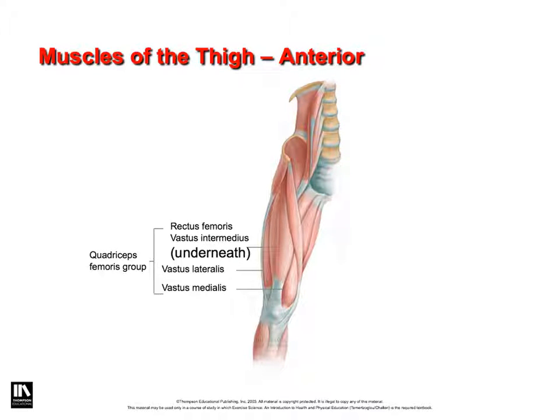Your quadricep group has three main muscles. You've got rectus femoris down the middle. Then you've got vastus lateralis to the outside. And then you've got vastus medialis to the inside. And don't forget, there's that longest muscle of your body there, the sartorius.